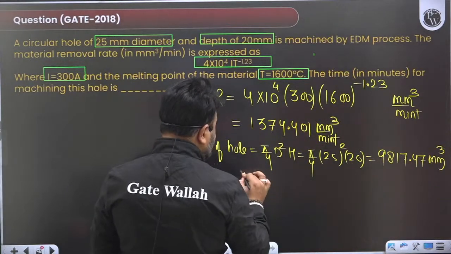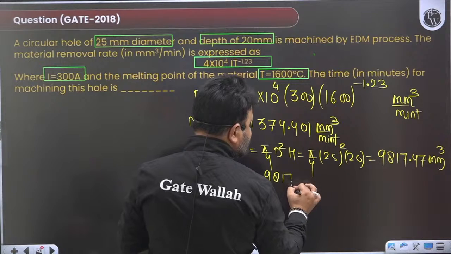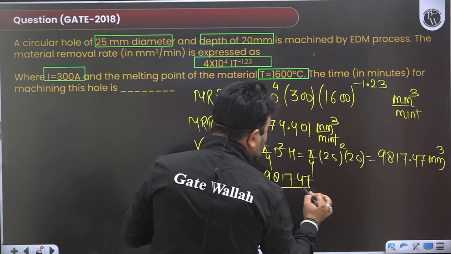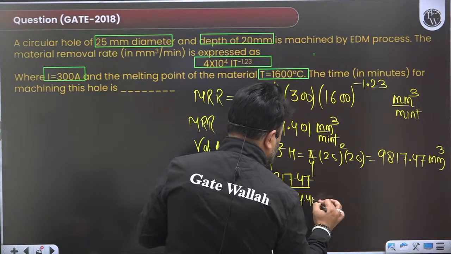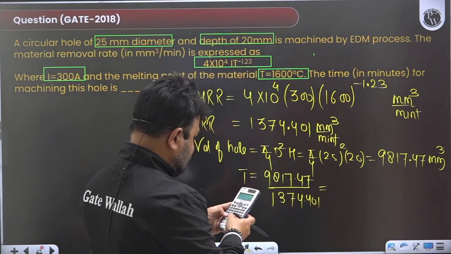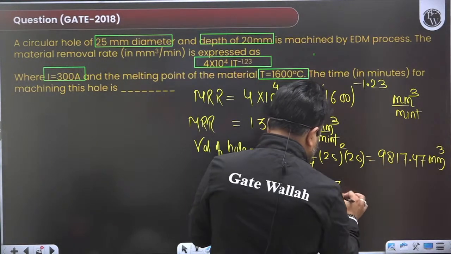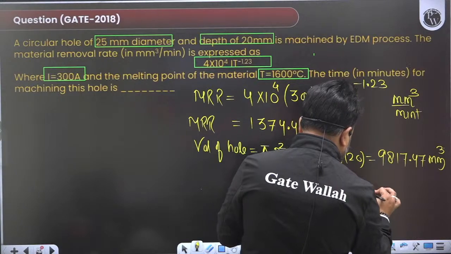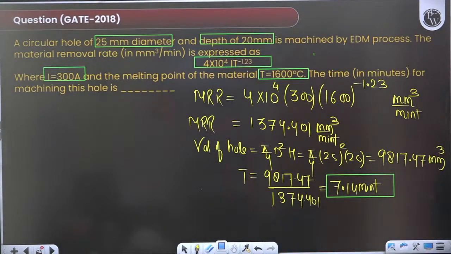Now machining time is what? That is 9817.47 mm³ divided by 1374.401. So here 7.14 minutes are used to machine the hole. Is it clear?